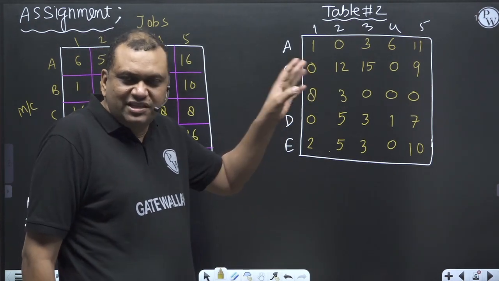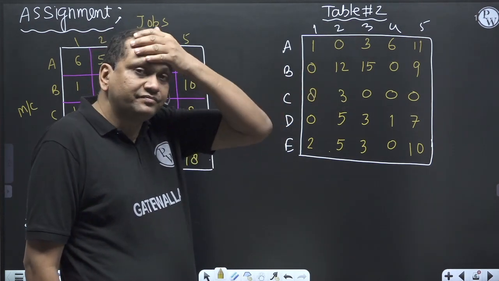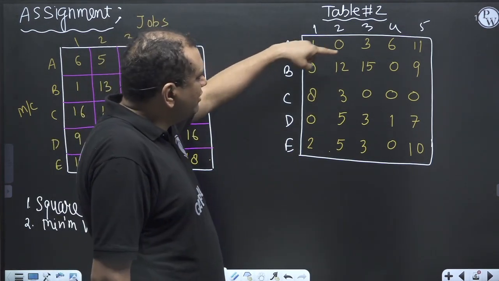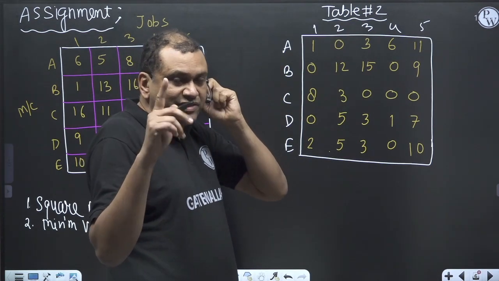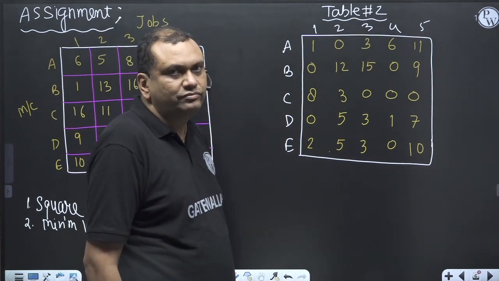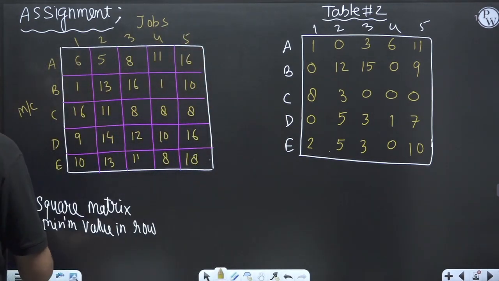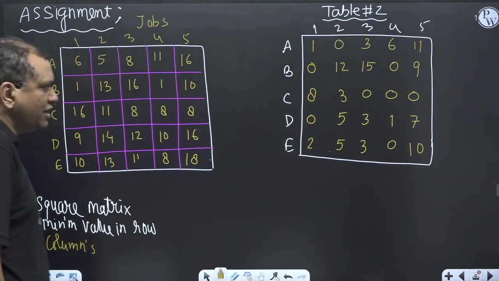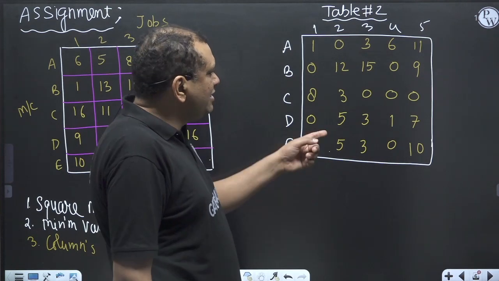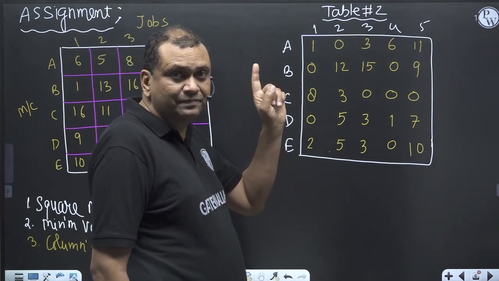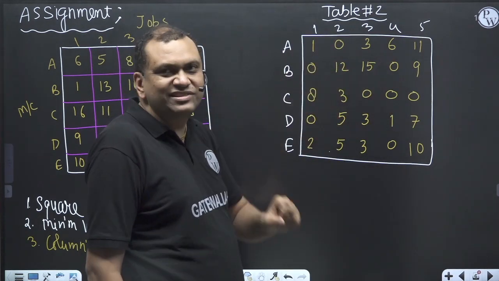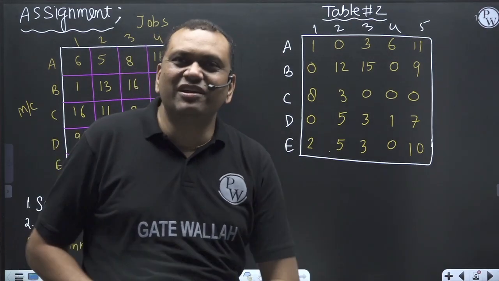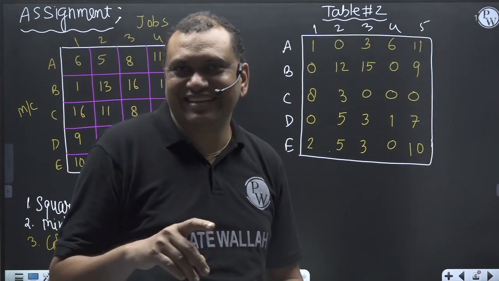This step will make sure that in each and every row there is 1 zero. Now you check the columns, whether at least 1 zero is there in each and every column. 0 is there, 0 is there, 0 is there, 0 is there, 0 is there. So you have to make sure that in each and every column there is at least 1 zero.